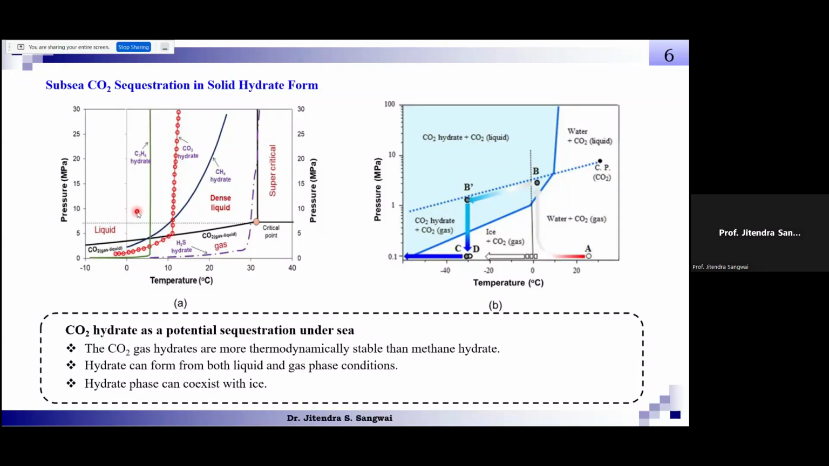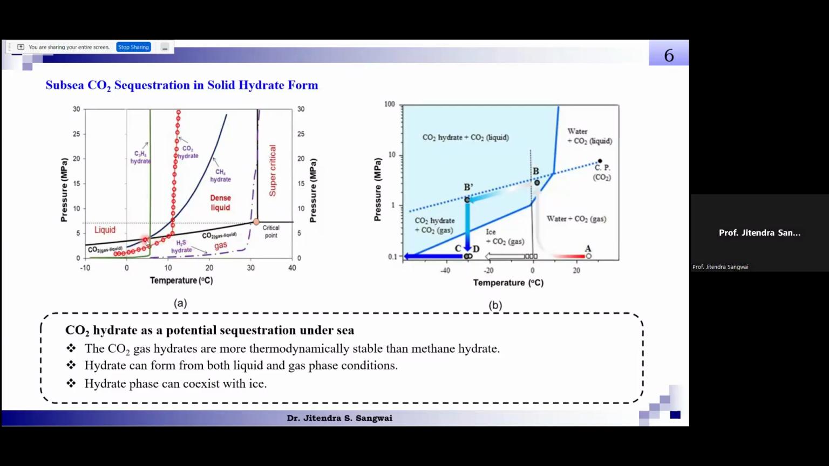If I have this condition in the ocean, it indicates that the CO2 will become a liquid. If you look at the solid line, it shows that the CO2 becomes a liquid at this condition, and CO2 liquid will form hydrate in the ocean at this condition. If I have a condition of less than 5 megapascal at, say, 4 degrees centigrade, somewhere here, the CO2 will become a gas, and then the hydrate may form from the gaseous carbon dioxide.